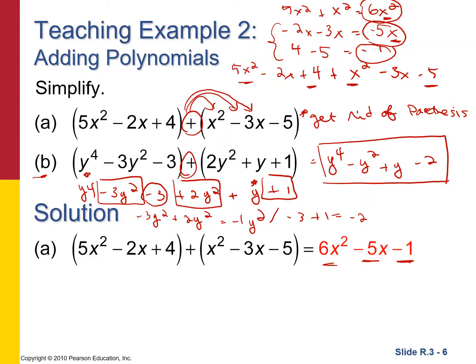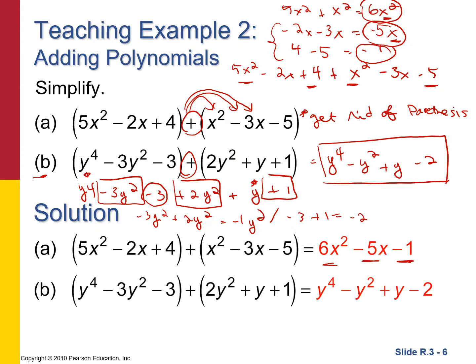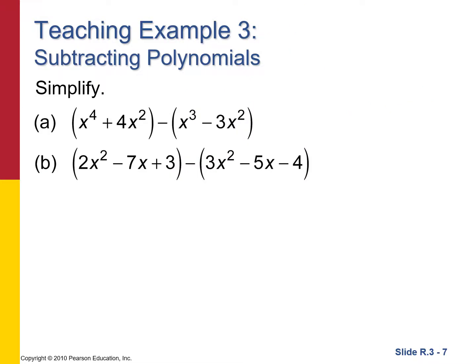There's a lot of bookkeeping involved. All right, now subtracting polynomials. So the first one we were adding polynomials, and now we're going to subtract them. And so we need to distribute this minus all the way across each term in this parentheses right here. So why don't we start right here?